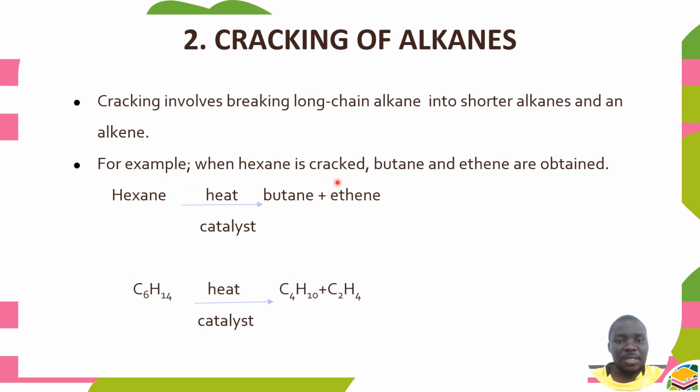For example, when hexane is cracked, the process involves heat as well as a catalyst. Butane as well as ethene are obtained. So if you check here, we have hexane being cracked, and here we are producing butane as well as ethene. Hexane is an alkane which has 6 carbons, and when you heat it, it breaks to produce a shorter alkane, which is butane, and an alkene, which is ethene. So the reaction needs a lot of heat as well as a catalyst to facilitate the process.